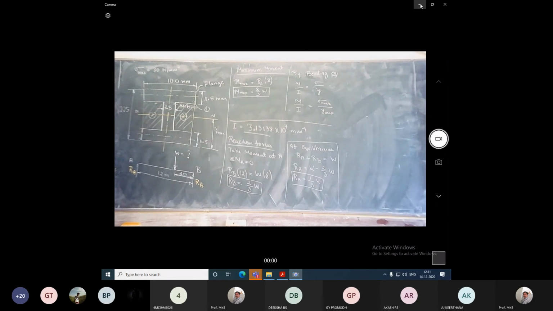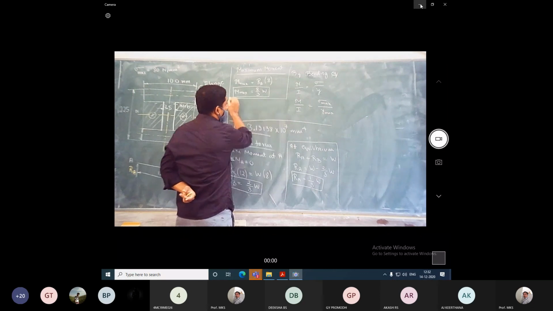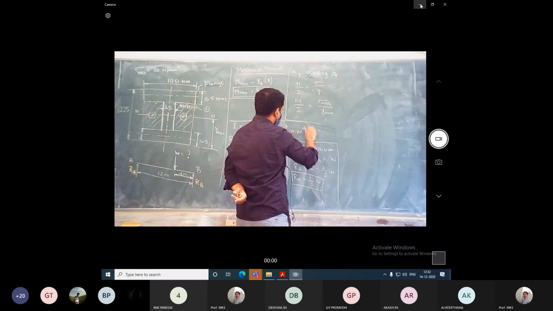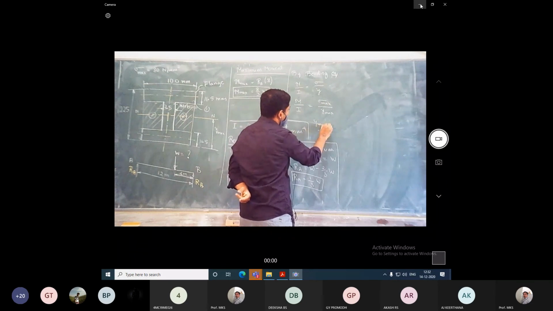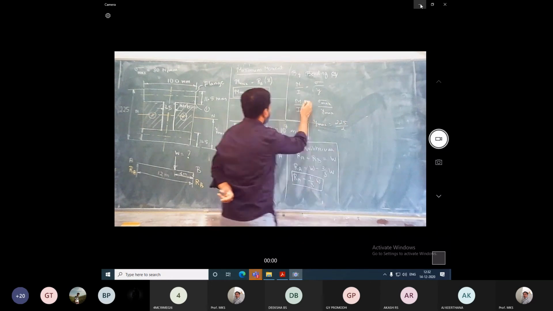So what is y max? From the outer fiber, the total depth is 225, so it will be half of this. So y max is 225 by 2. M is nothing but M max.